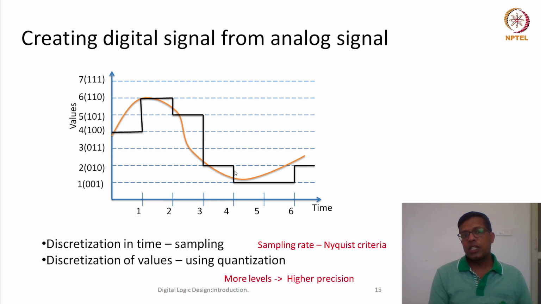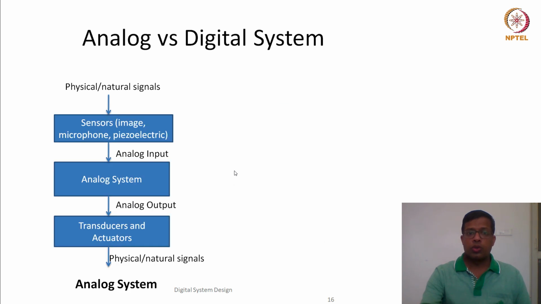So this is the reason that, although because of quantization and sampling there would be some error, digital signals still seem to be more accurate, and that's what we seem to go for. You see there is a good paradigm shift in going from analog to digital.